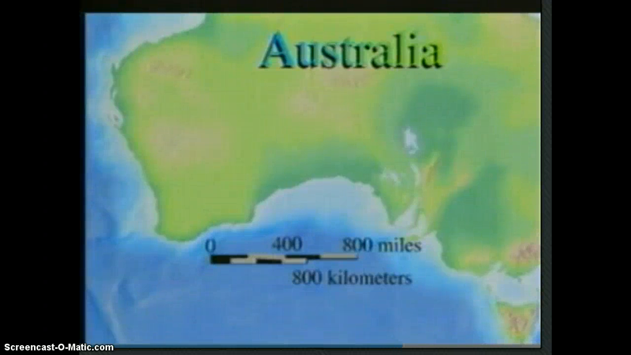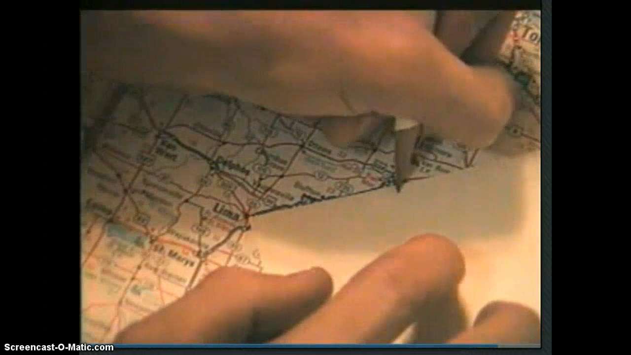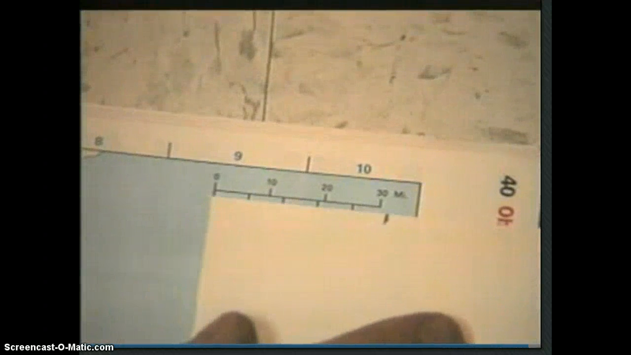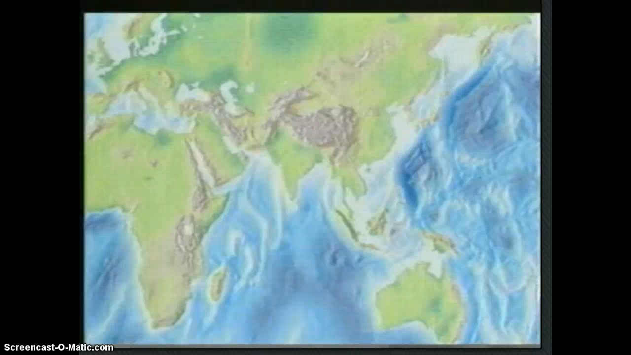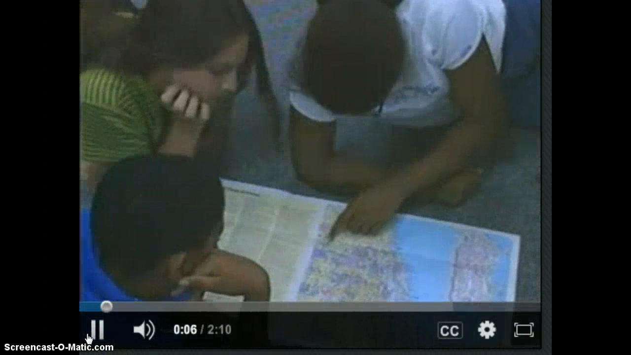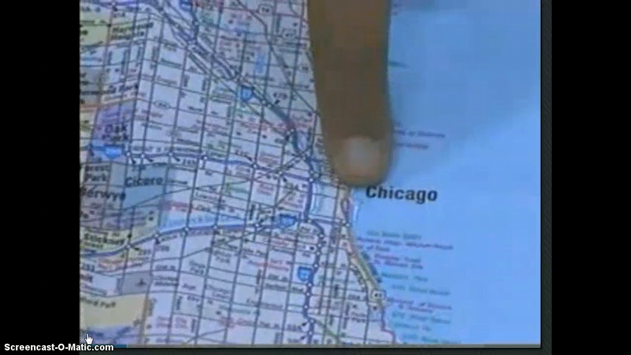You can find the distance between two places by measuring the distance between them on the map and then comparing it to the scale. One technique is to mark the distance on a piece of paper and then bring that paper to the map scale for measurement. A map may show a neighborhood, a city, a state, a country, or even the entire Earth.